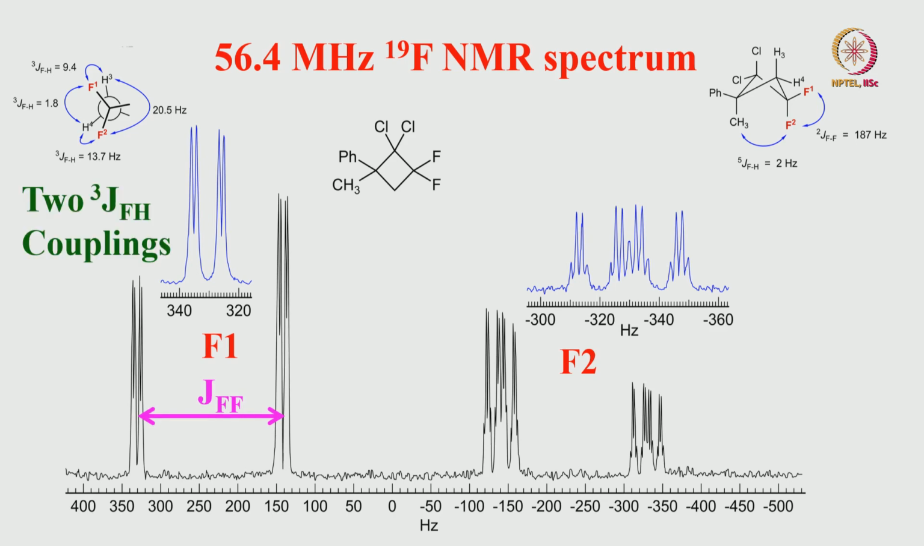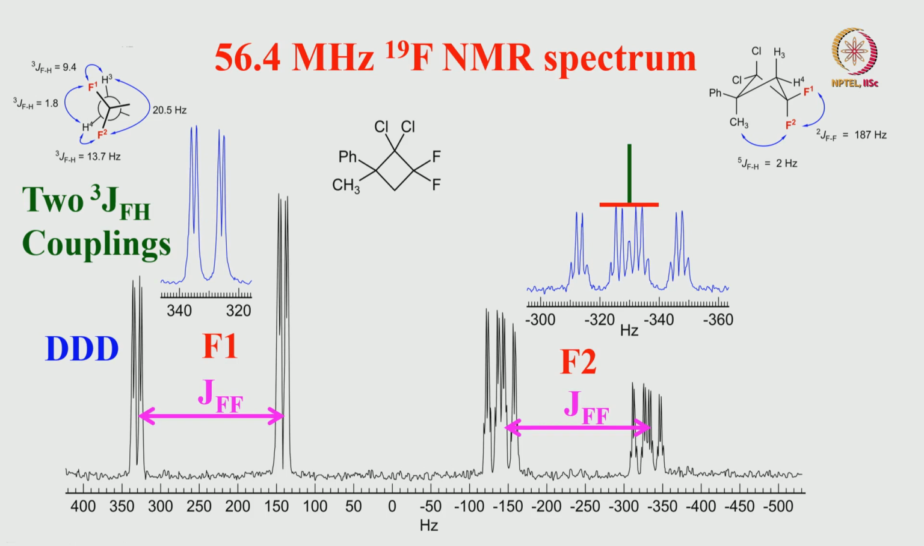This is F1 and F2, and each of them will be a doublet because of the large separation, which is because of FF coupling. Okay. This fluorine splits this into a doublet first. This also splits into a doublet. Further, fluorine 1 experiences different types of couplings. One is FF coupling, other is this fluorine 1 can couple to this proton and also to the other proton. So it experiences 2 different couplings.